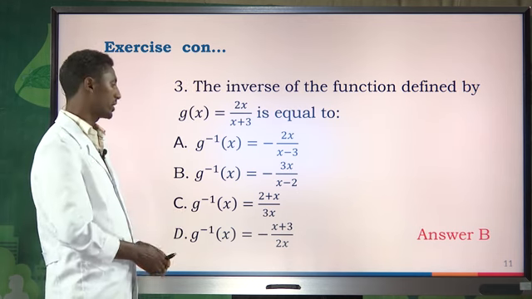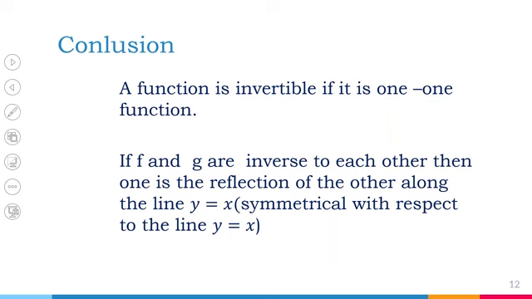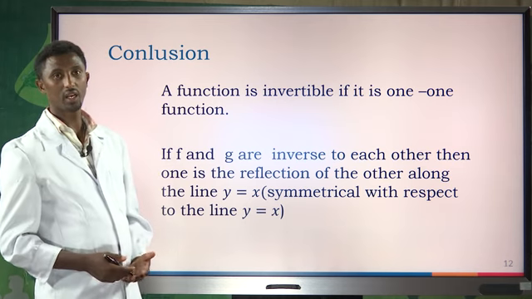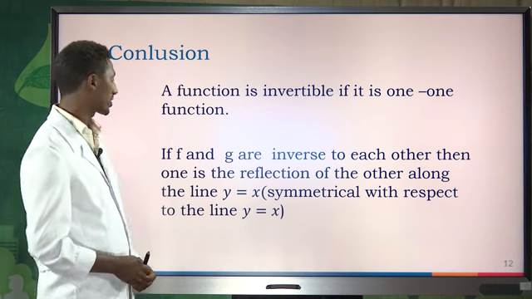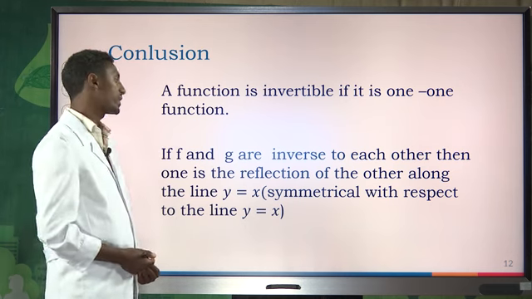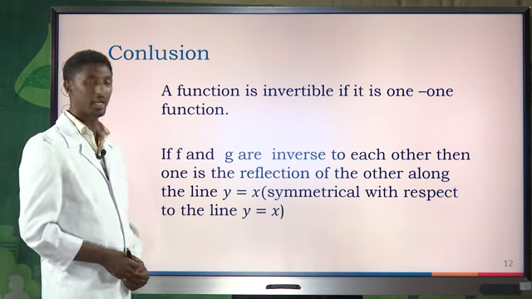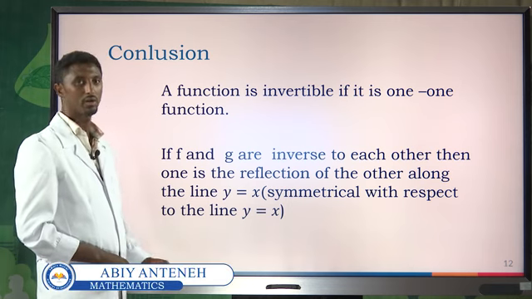The answer is B. So in general, we have seen these points. A function is invertible if it is a one-to-one function. Otherwise, it's not invertible. Invertible means its inverse is also a function. So if f and g are inverse to each other, then graphically one is the reflection of the other along the line y equals x, or symmetrical with respect to the line y equals x.